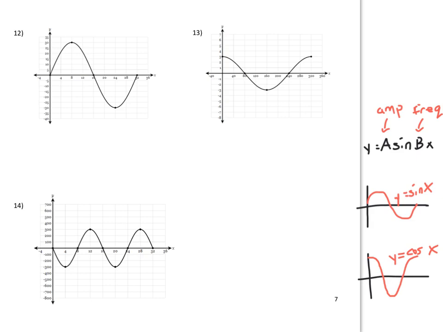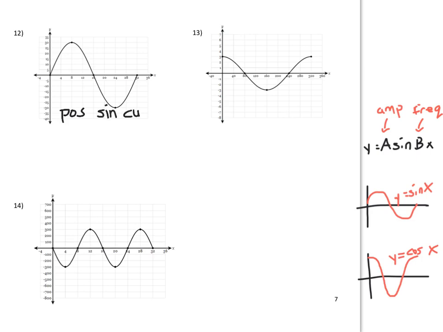If we look at number 12, we could see this right here. This looks like our sine curve, okay? And because it's going up to a maximum first, this is going to be a positive sine curve. I'm just going to write this down. These are my notes, okay? This is a positive sine curve.